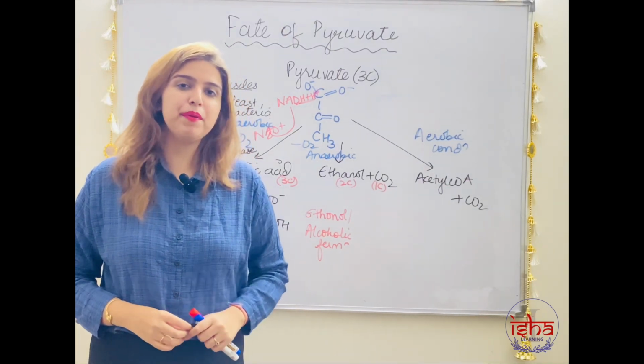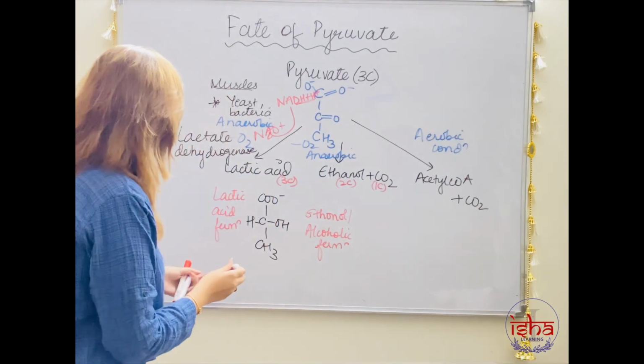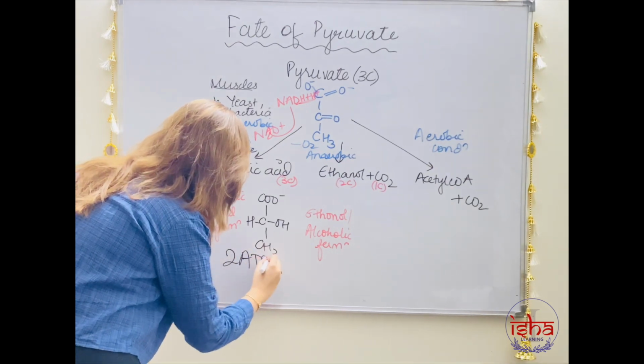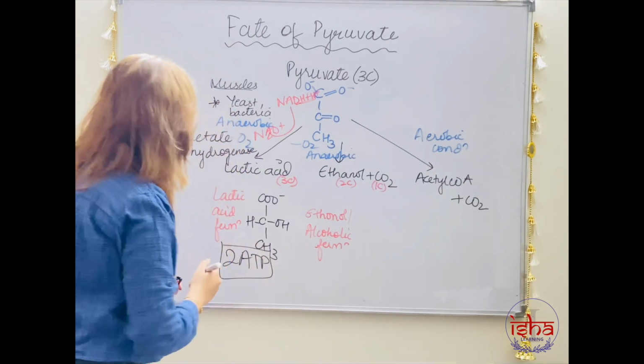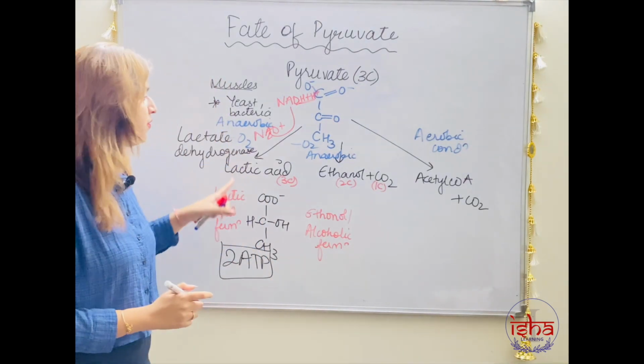How much ATP will be generated here? Only 2 molecules of ATP are generated here. Therefore, we say that anaerobic respiration generates very little energy. So this was the first type.